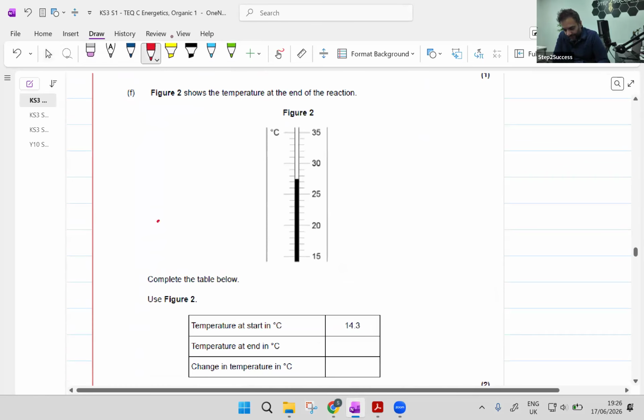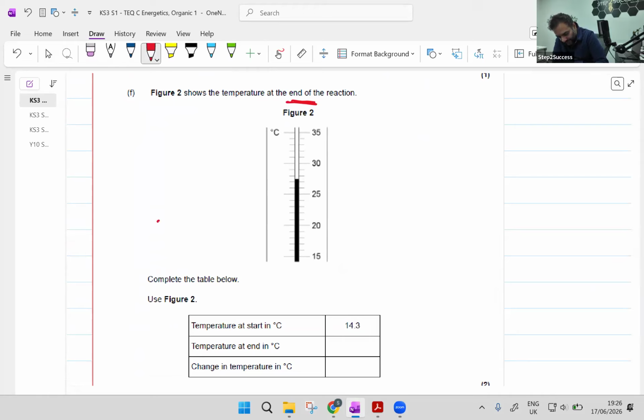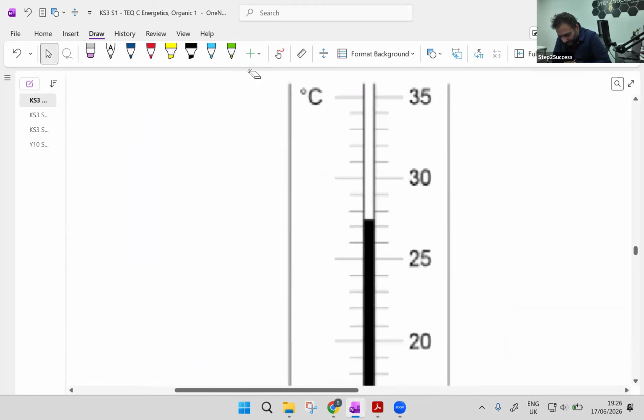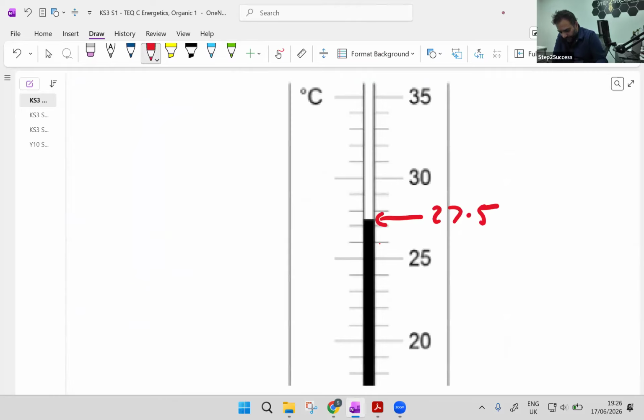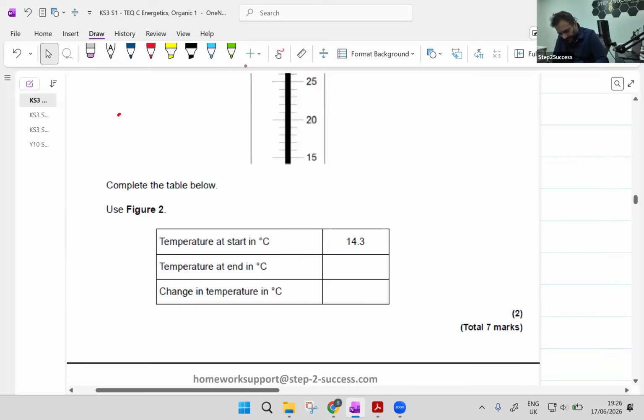Use figure 2 to complete the table. Right, this shows the end of the reaction. So when it says temperature at the end, you have to read off what this number is. What is that number? So it's 26, 27, 28, 29, 30. So that looks like 27 and a half to me. So I'm going to put that there.